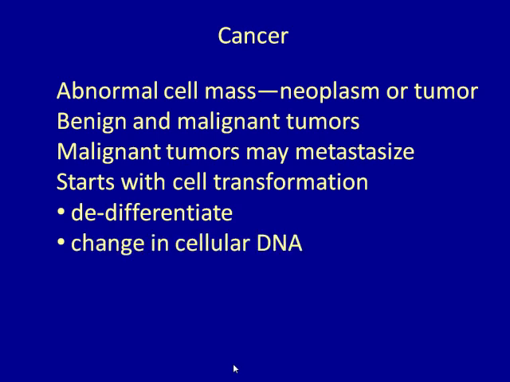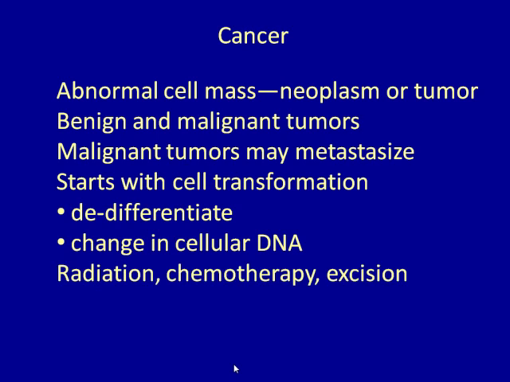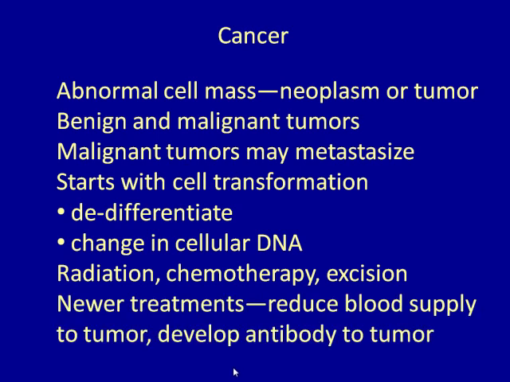Usually, this transformation is the result of a change in the DNA of the cell. Some sort of chemical or physical damage occurs that causes the DNA to change, turning off certain controlling genes or turning on genes that were turned off to prevent rampant cell division. Cancer is treated typically by radiation, chemotherapy, and surgical removal or excision. The treatments are frequently very damaging to the healthy tissue around the tumor.